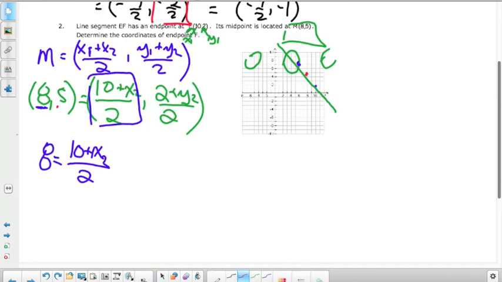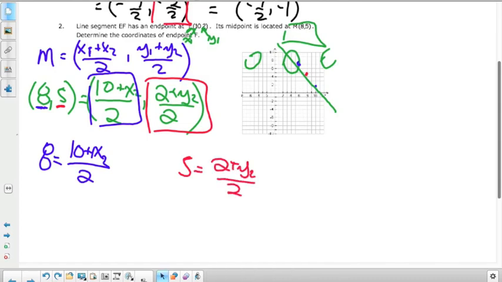Over here, this is our y coordinate. What's the y coordinate on the other side of the equal sign? This whole thing here, right? You have to keep in mind, this is just the coordinate, x comma y. We have two coordinates that are equal to one another, so the x of one coordinate must equal the x of the other coordinate. Y of one coordinate must equal y of the other one. So over here we got 5 is equal to 2 plus y2 over 2.